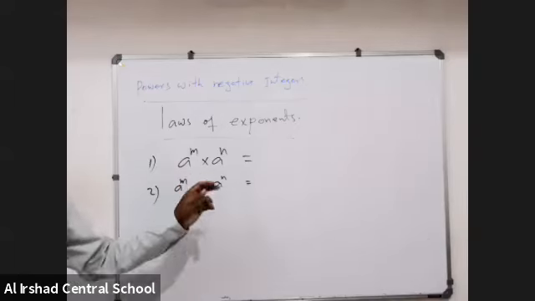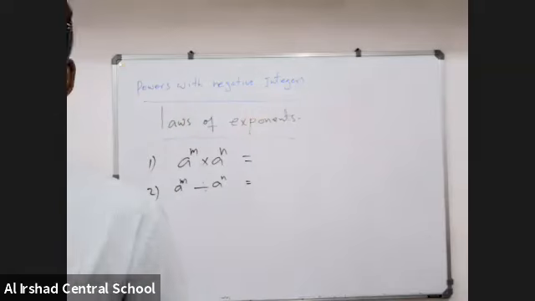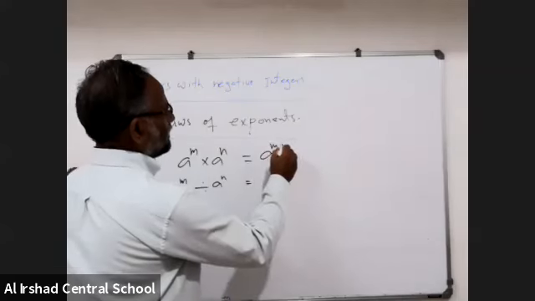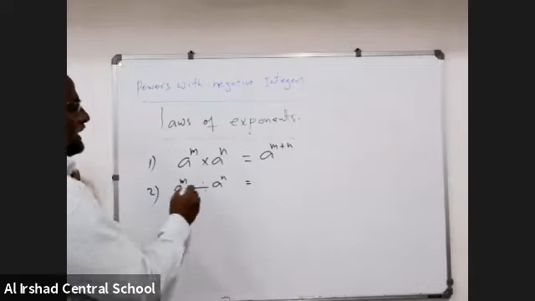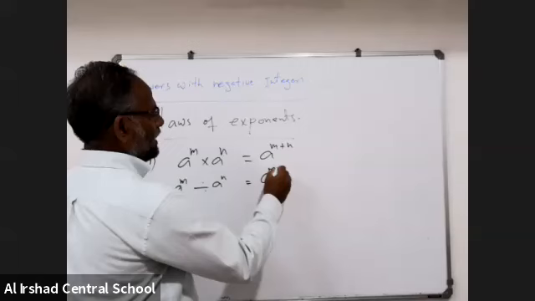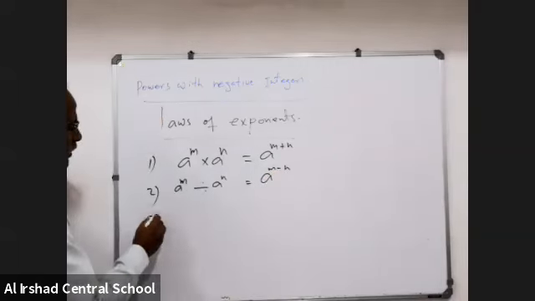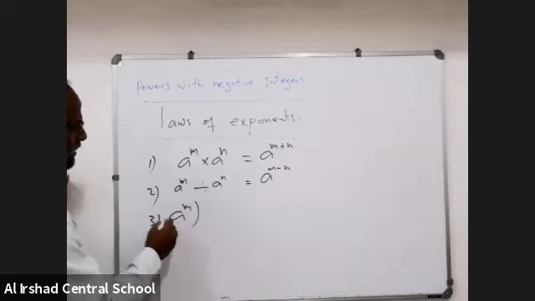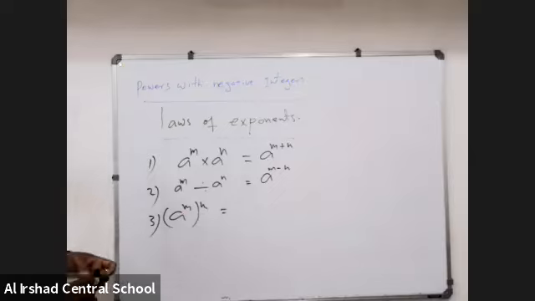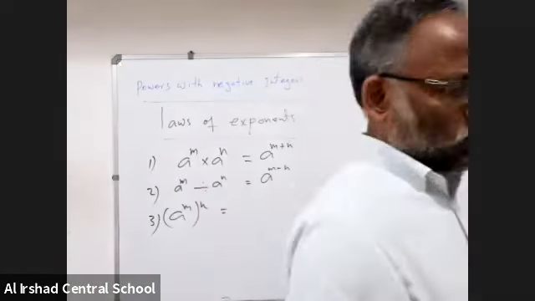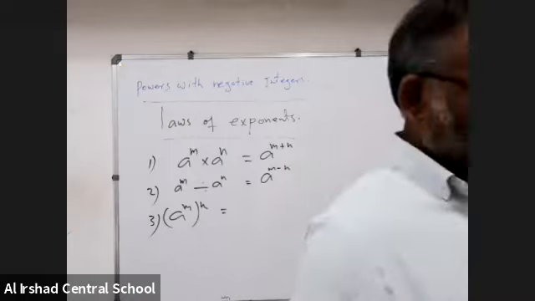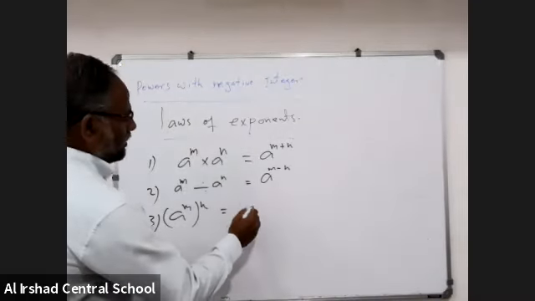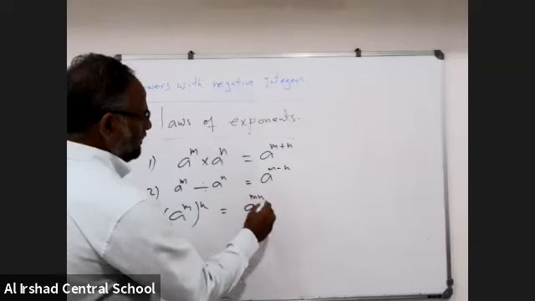A raised to m into a raised to n is equal to, tell me. A raised to m plus n. This is a raised to m minus n. Now third one, a raised to m whole raised to n. Write it. A to the power of mn.